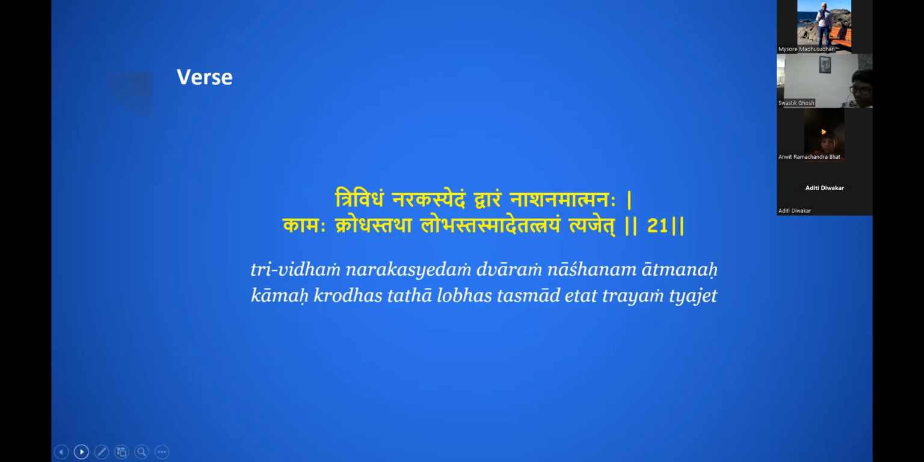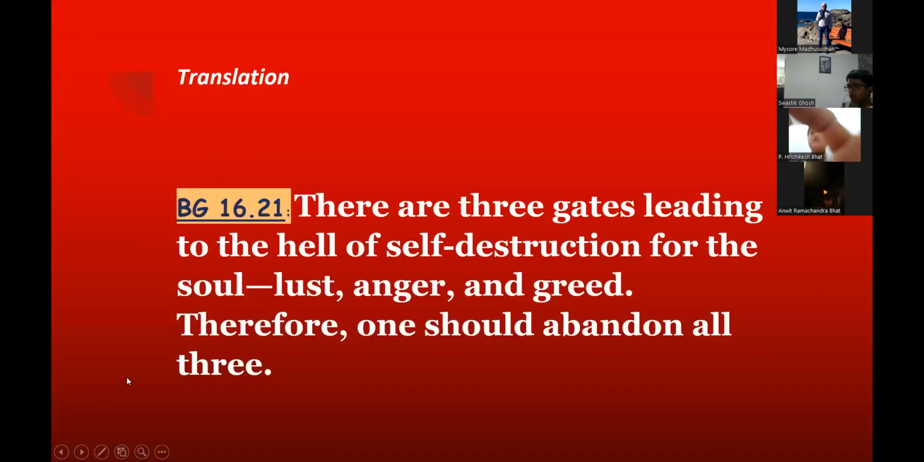Next slide. The translation of this verse is: there are three gates leading to the hell of self-destruction for the soul, which are lust, greed, and anger. Therefore, one should abandon all three to attain moksha.